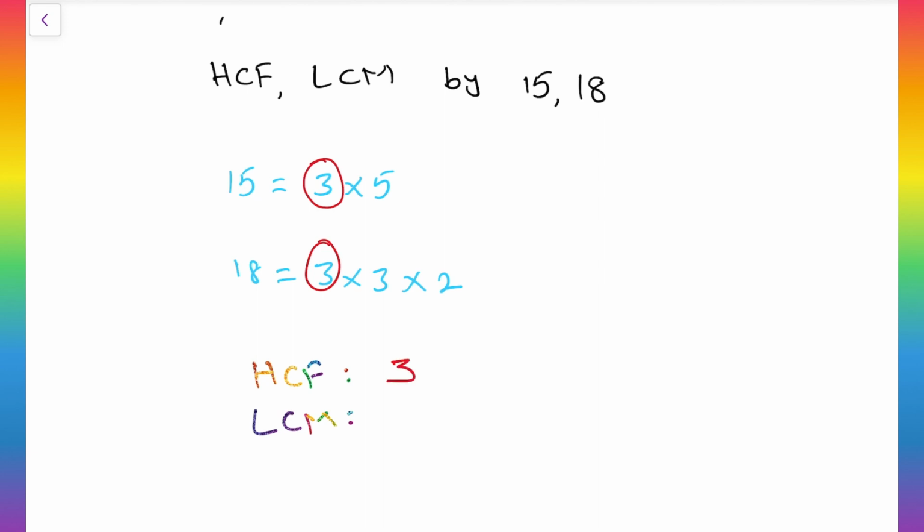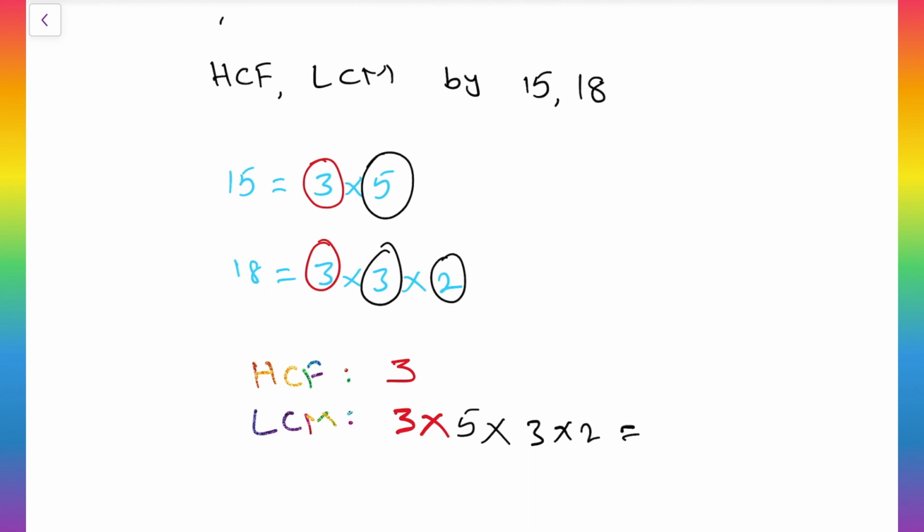Now coming to the LCM. First write the common numbers, that is 3 is common. So write into. Now all the extra numbers we need to write. Here 5 is extra, so write that 5 here. Into. Here 3 is extra, write that 3 here. Into 2 is extra, write that 2 also here. So our LCM will be 3 fives are 15, 15 threes are 45, 45 twos are 90. So LCM of 15 and 18 is 90.